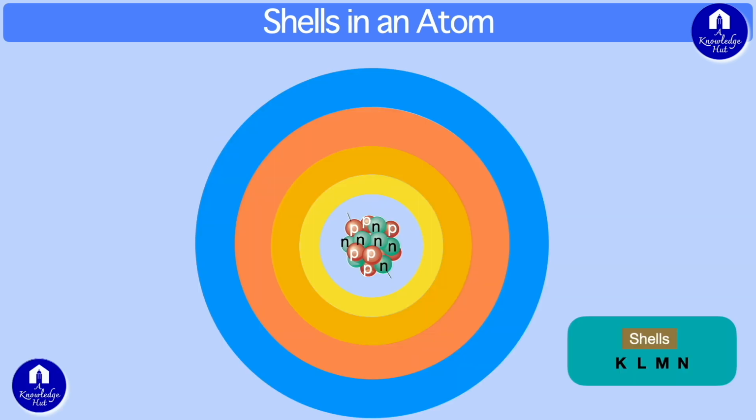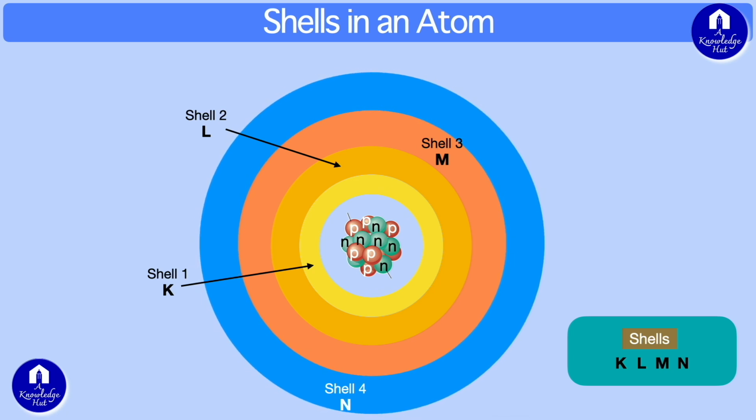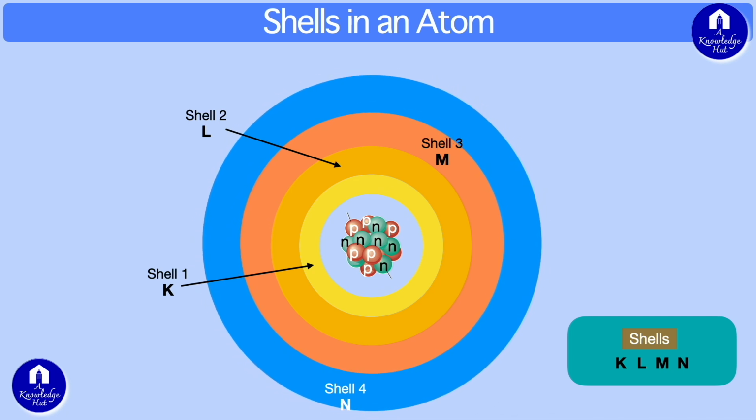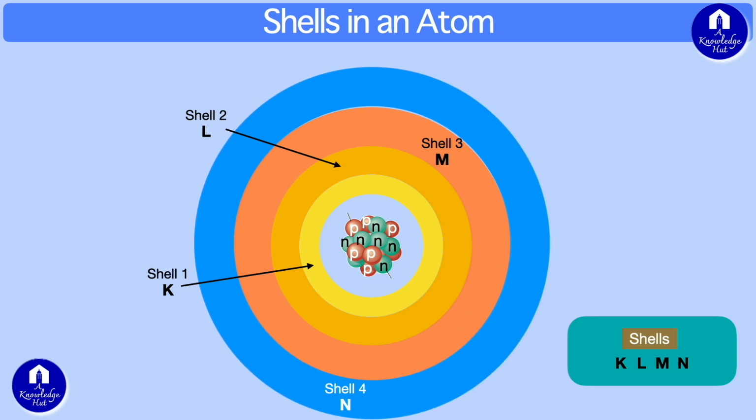The shell closest to the nucleus is numbered 1 and it is the lowest energy level. The shell next to it is numbered 2. The shell encompassing shell 2 is numbered 3 and so on. Shells are also referenced by the letters K, L, M and N, where the letter K represents shell number 1, letter L represents shell number 2 and so on.